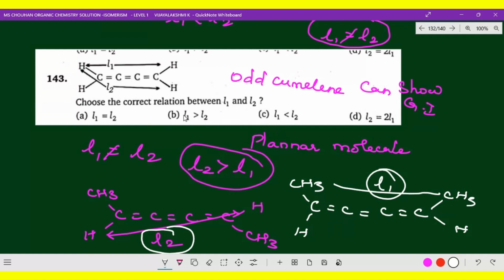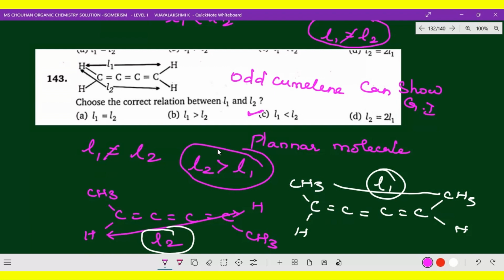Okay, now here at this point, L1 is lesser than L2. So I just bring it to the opposite side. So L2 is greater than L1, L1 is lesser than L2. So option C is the correct option. So which is the correct option? Option C.